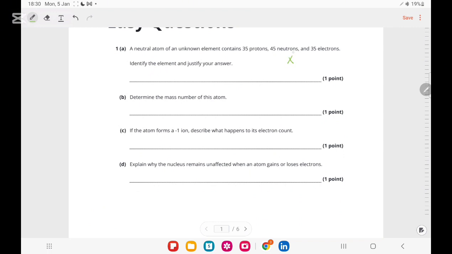If we consider the element as X, we know atomic number represents the number of protons, so that is going to be 35. Atomic mass is basically the sum of neutrons plus protons, 35 plus 45, that comes out to be 80. And this element basically represents bromine.